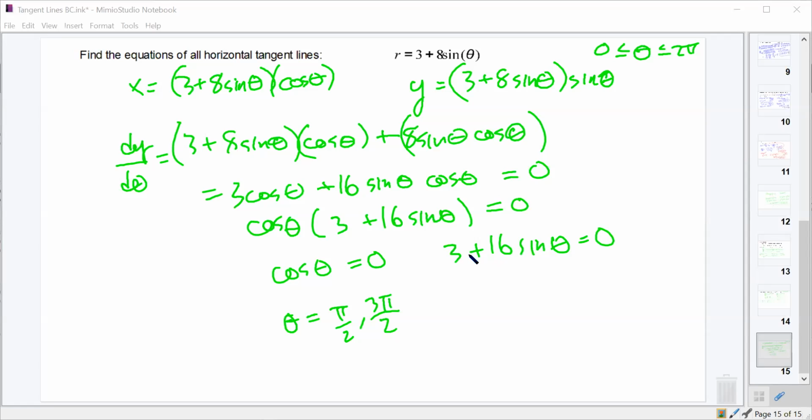And then what about this one? This one should give us sine of theta equals negative 3/16. Now that's not a unit circle value, is it? I don't believe so. Where does this angle occur between 0 and 2 pi? It should occur twice. There should be two different angles between 0 and 2 pi that give me negative 3/16 when I take their sine. What quadrants will they be in?